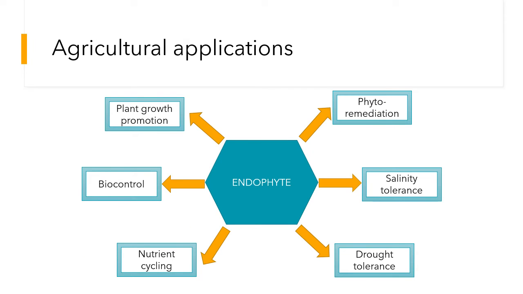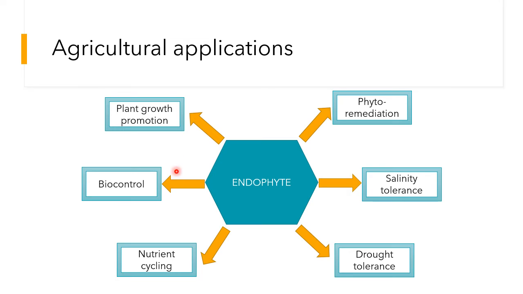Then agricultural applications, I have listed 6 here, you can see. So let's start with plant growth promotion. Endophytes can promote plant growth by producing growth promoting compounds such as phytohormones, enzymes, etc. And they can also help plants tolerate biotic and abiotic stresses.